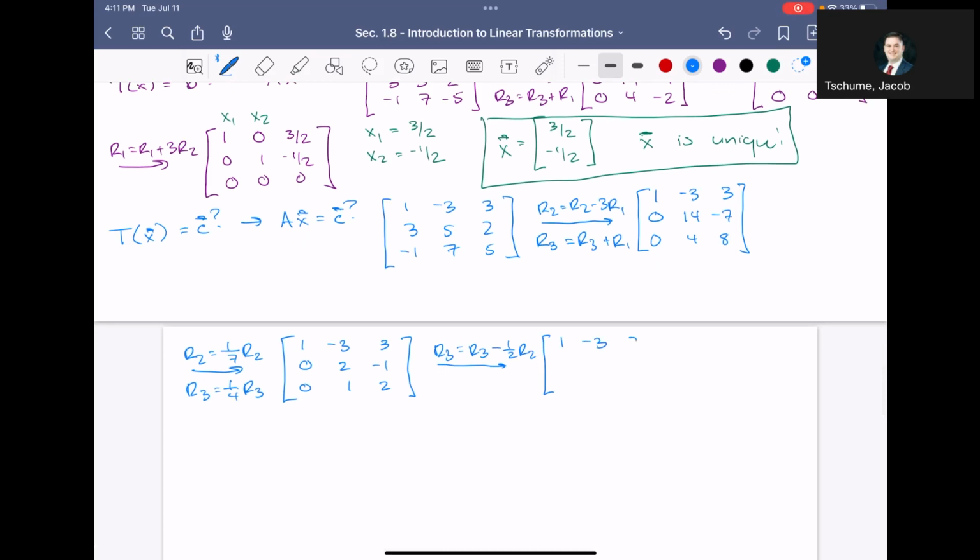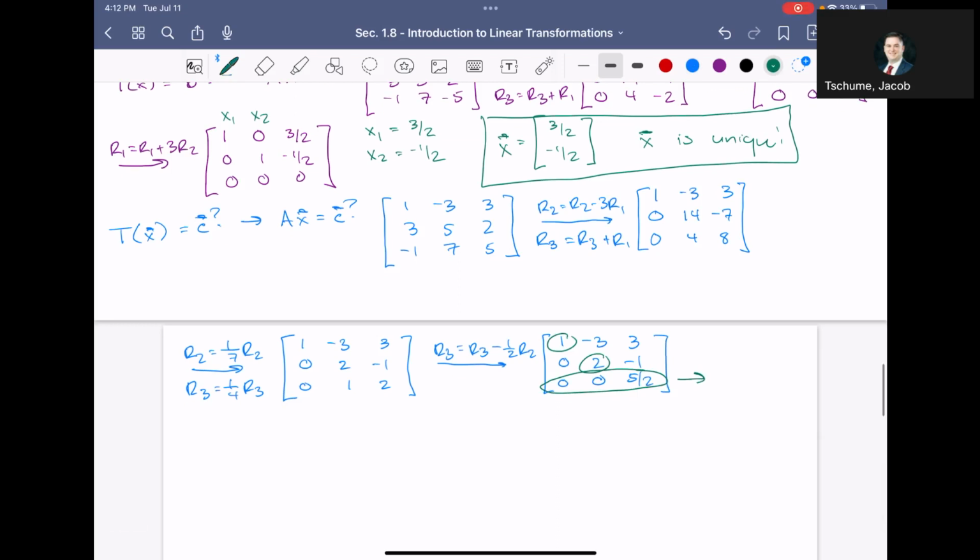So you get 1, negative 3, 3. You get 0, 2, negative 1. And then your last row will be 0, 0, and then that becomes 2 plus a half, which would be 5 halves. And so when you're looking at this, you've got one pivot position for x1. You've got another pivot position for x2, which in the previous part B was great because you had a row of all zeros below it. Unfortunately, this bottom row does not become all zeros this time.